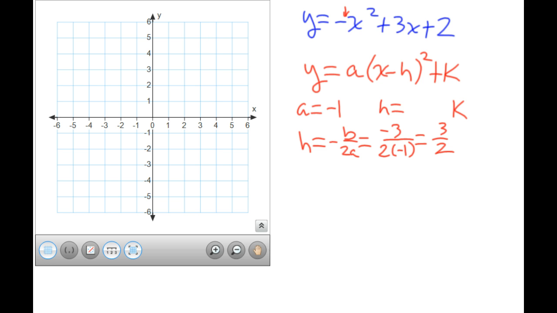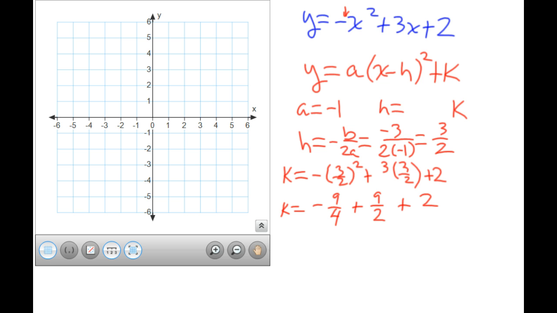To find the value of k, I take the value I've just found for h and plug that answer back in for x in the standard form equation. By doing so, I get negative of 3 halves squared plus 3 times 3 halves plus 2, which would equal -9/4 plus 9 halves plus 2.